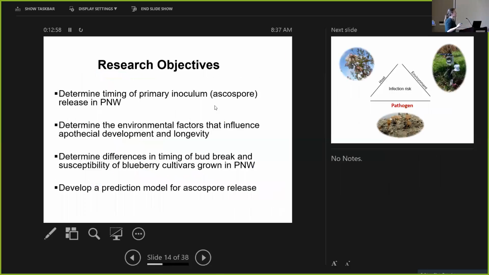So the objectives of my research are to determine the timing that this spore release is occurring in this area, to determine environmental factors that are influencing this spore release, and to determine differences in timing of bud break of cultivars grown in this area, as the timing that these emerging tissues are appearing on the crop might be different between cultivars depending on their early maturing, late maturing. So I wanted to investigate if in commonly grown cultivars in this area, there is a timing difference, and therefore the timing difference may make it more susceptible by coinciding with this spore release period or not coinciding. And the fourth objective was to develop a prediction model.